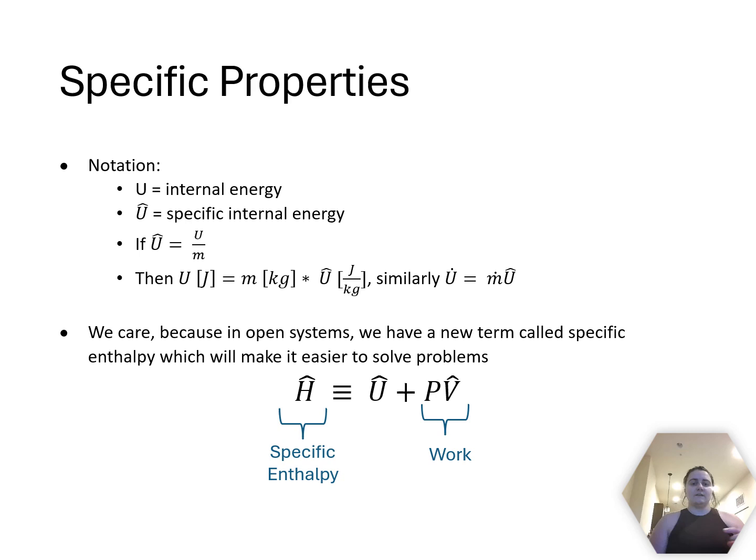And so what you'll notice here is this is specific enthalpy, and that P times V we actually saw in the last video, and that is work of a system. So enthalpy is a new term for us to relate internal energy and work to each other, add them together, and we get what's called a specific enthalpy. And remember that triple equal sign that you see there, it means that it's defined in this way.